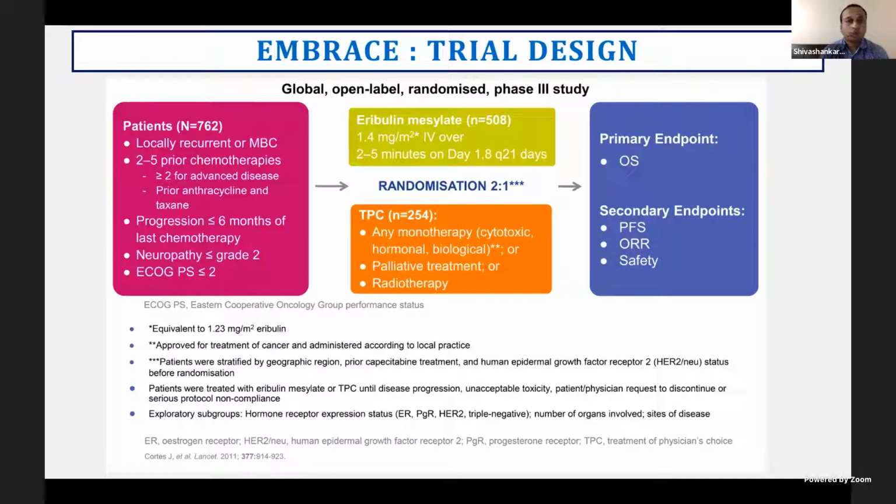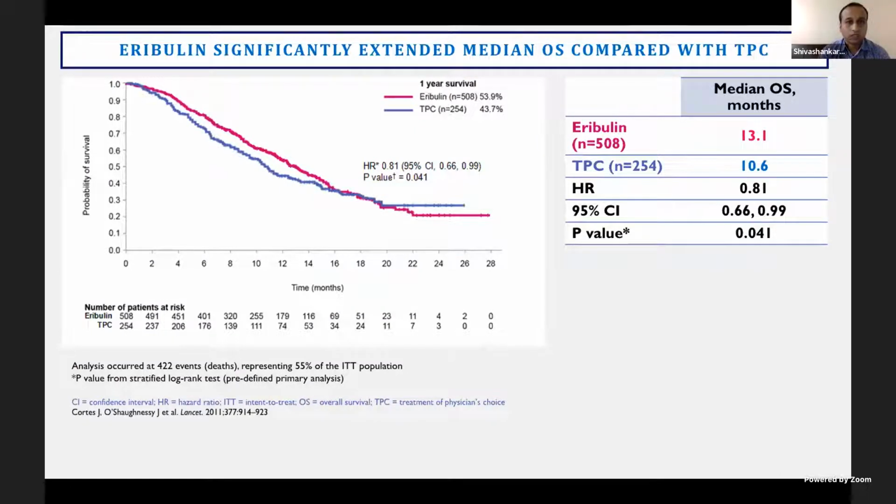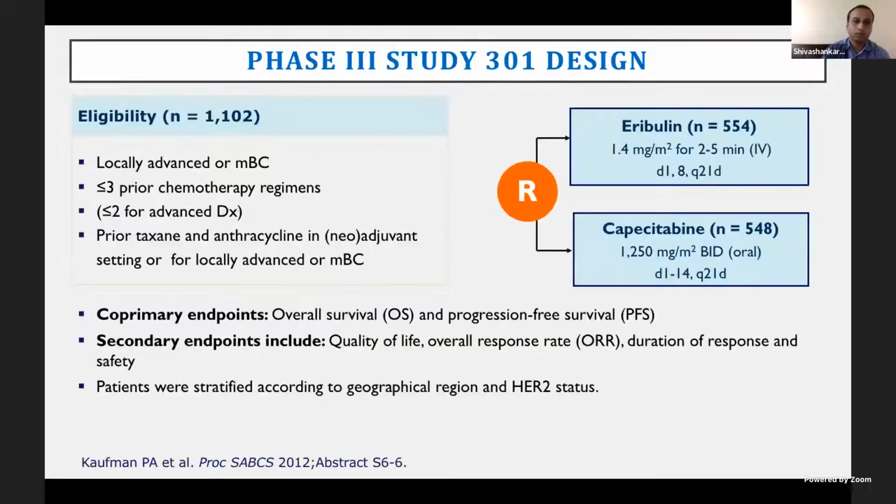Among those randomized to the eribulin arm, they received 1.4 mg per meter square IV over 2 to 5 minutes on day 1 and day 8 of a 21-day cycle. The primary endpoint of the study was overall survival, and secondary endpoints were PFS, objective response rates, and safety. The median overall survival was 13.1 months versus 10.6 months with treatment of physician choice. So it has improved overall survival by 2.5 months with a hazard ratio of 0.81.